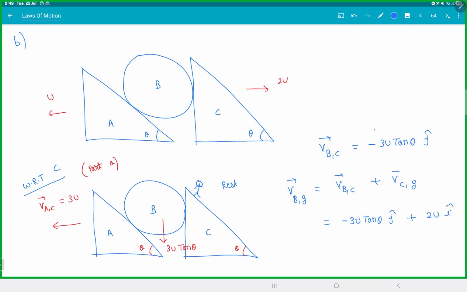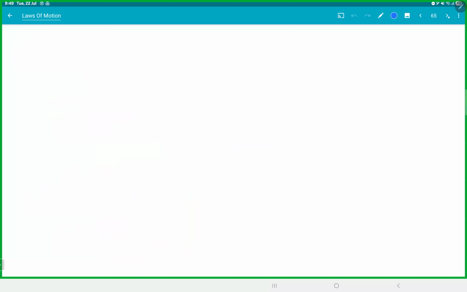But how to do this generally? So listen to this thing. This is how you do this general solution. A little lengthy, but yeah. Since you don't know how B is going, always assume velocity of B to be in 2 directions.